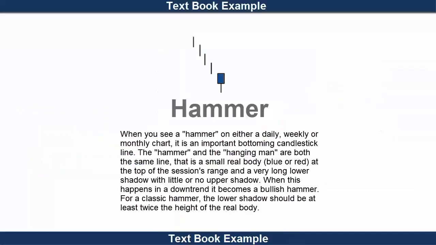When you see a hammer on either a daily, weekly, or monthly chart, it is an important bottoming candlestick line. The hammer and the hanging man are both the same line. That is a small real body, blue or red, at the top of the session's range and a very long lower shadow with little or no upper shadow. When this happens in a downtrend, it becomes a bullish hammer. For a classic hammer, the lower shadow should be at least twice the height of the real body.